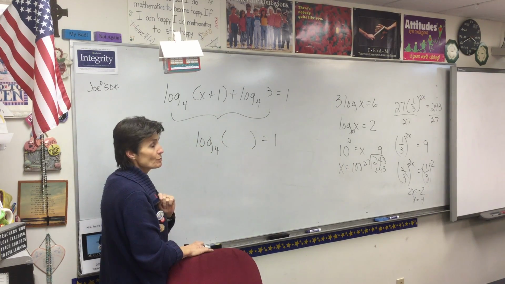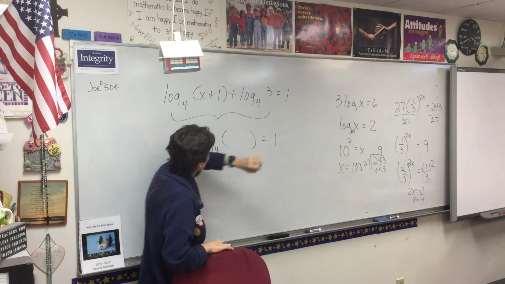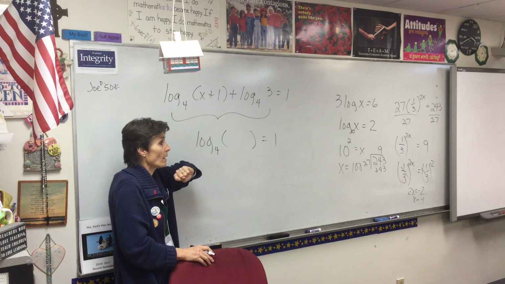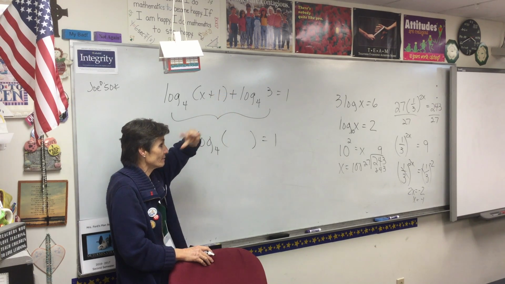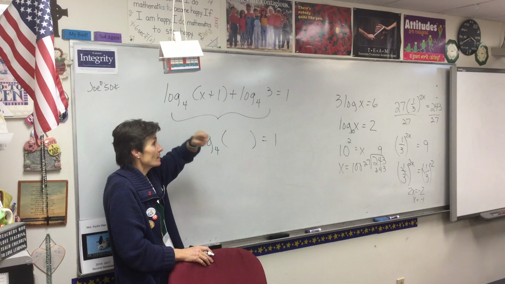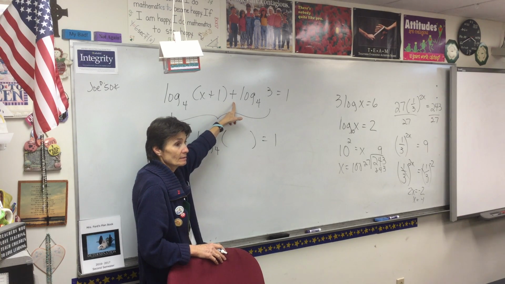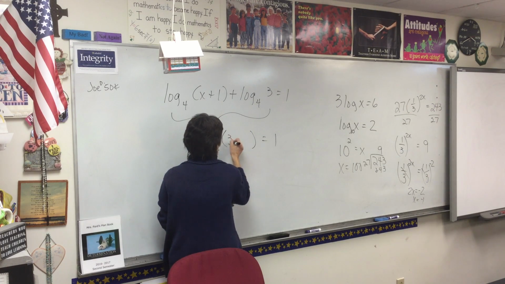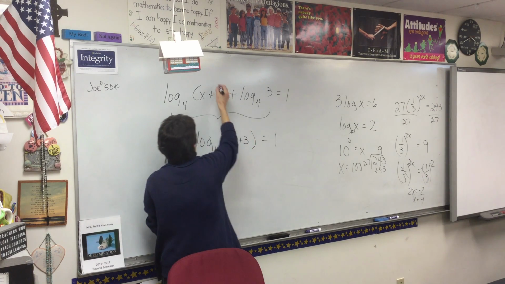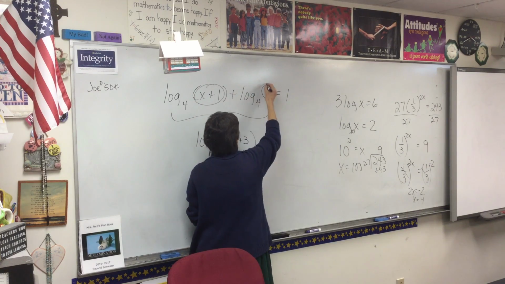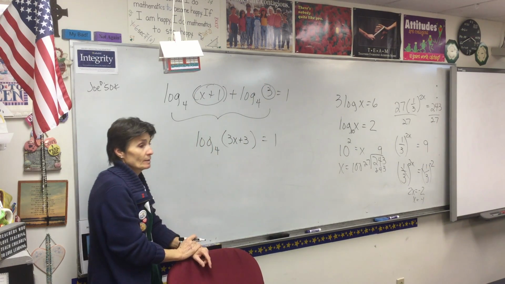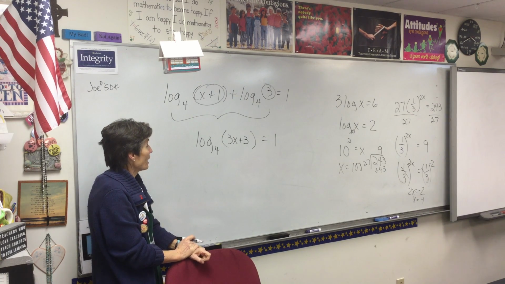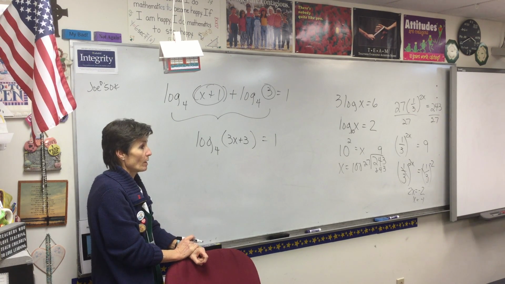So you have to do something to the x plus 1 and the 3. Your choices are always multiply, divide. Since that's a plus, you multiply. We'll multiply. And in here is going to be 3x plus 3. I am multiplying these two things. Negative 2. That's a distribute. So I'm multiplying 3 and x plus 1.